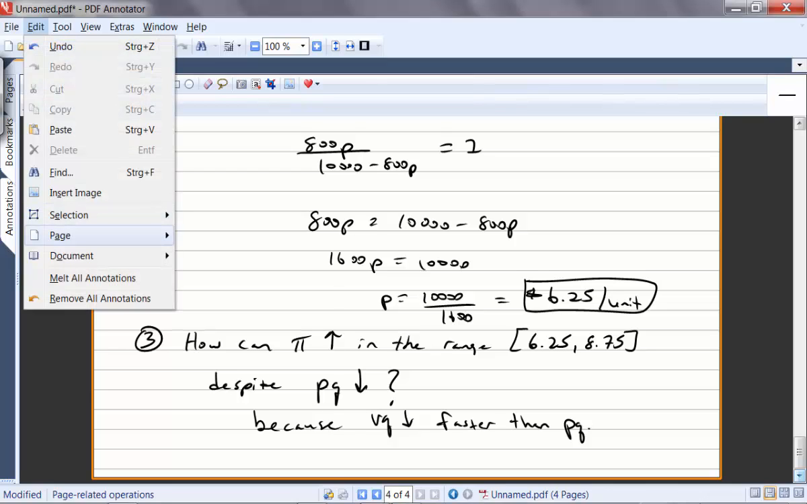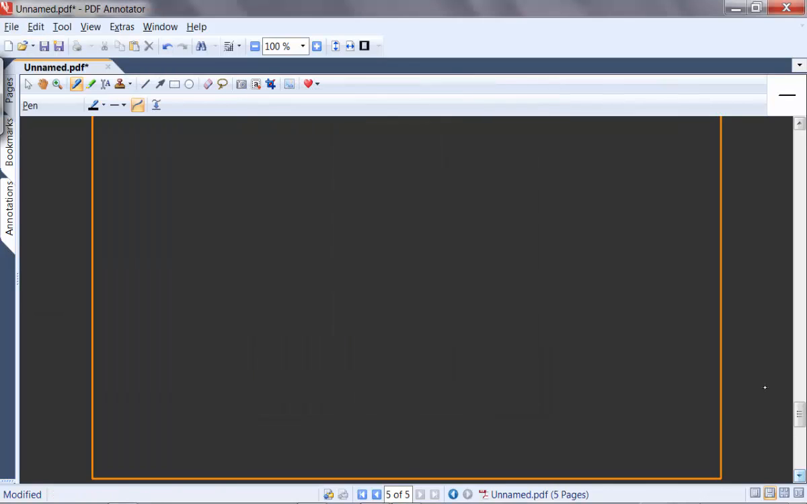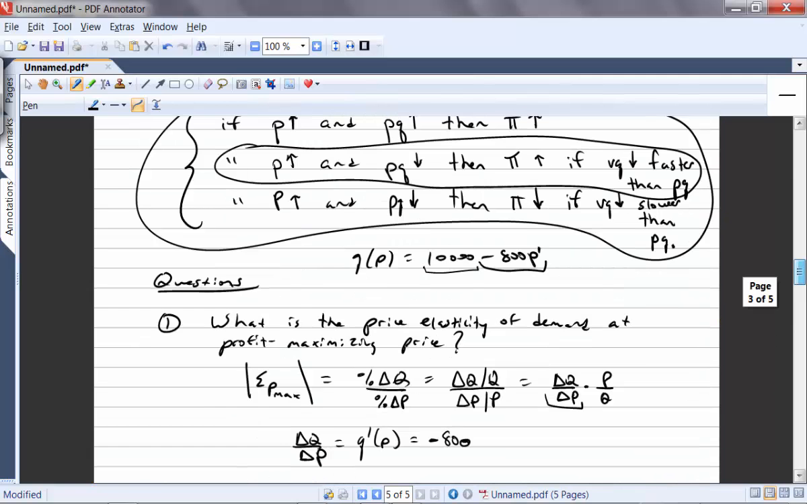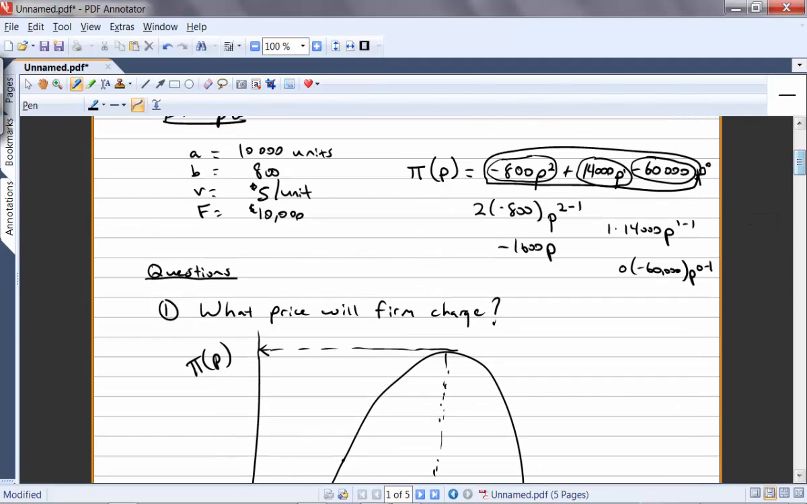And then the final question: what is the maximum profit the company can earn? And this is an easy one. This is just asking for this right here. At 8.75, what's the profit they could earn?